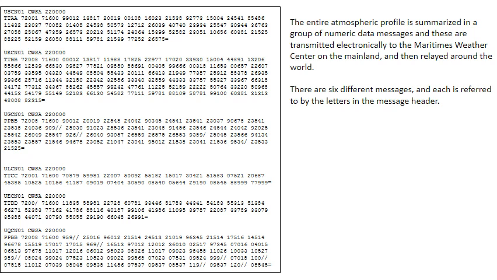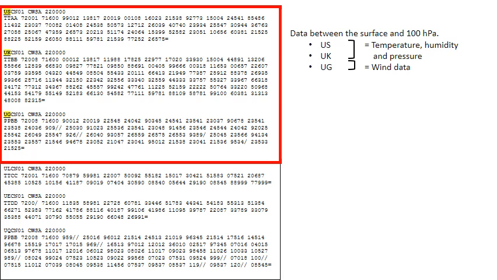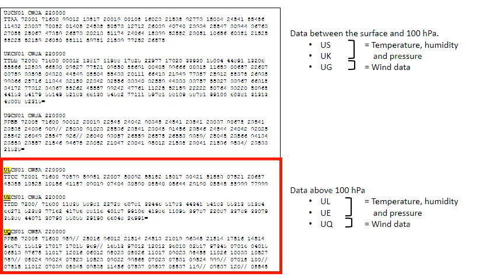There are 6 different messages, and each is referred to by the letters in the message header. The US, UK, and UD contain the data between the surface and 100 hectopascals. The US and UK contain the temperature, humidity, and pressure data, and the UD just contains the wind data.